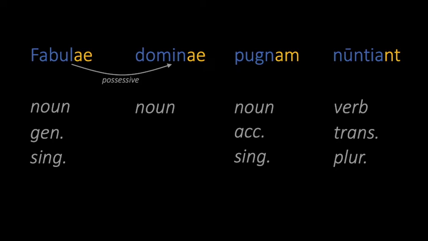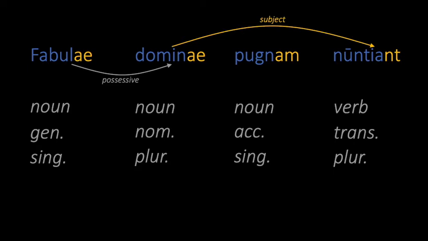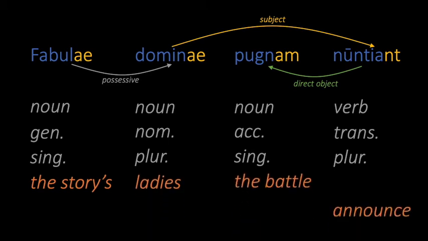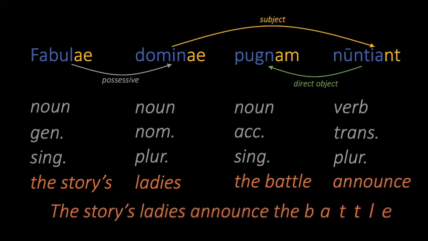Dominae, then, would be nominative plural, and agreeing with nuntiant as the subject of the sentence. Pugnam is still the direct object. If we parse the sentence in this way, fabulae has the meaning of the story, dominae is ladies, pugnam is battle, and nuntiant is announce. Putting them all together, we have the story's ladies announce the battle. A somewhat less likely interpretation than the previous one, but still very possible in some contexts.